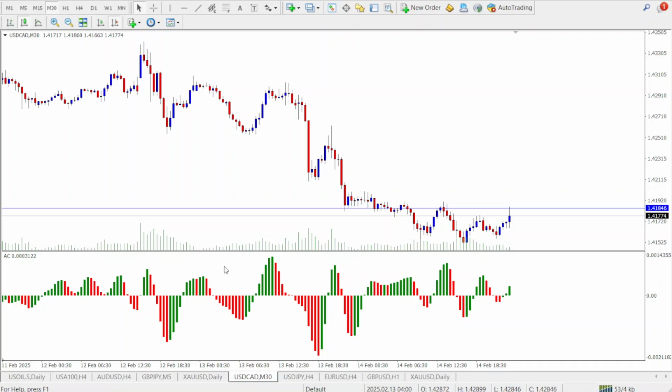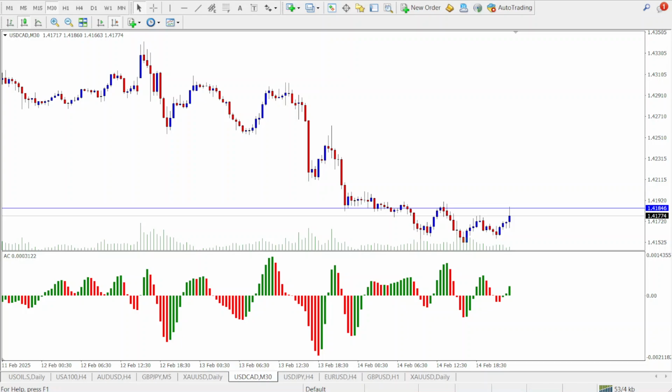Now, it is based on the idea that momentum shifts before price moves. Meaning, if you can track changes in momentum, you can predict market direction before major moves happen. The short form of Accelerator Oscillator is AC, you can see it here. The AC is plotted as a histogram with green and red bars, helping traders to see at a glance whether momentum is building up or weakening.